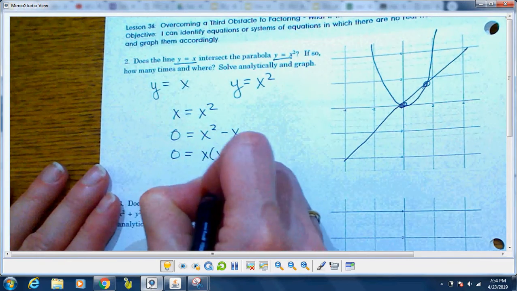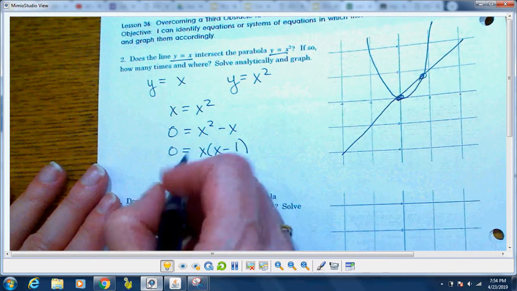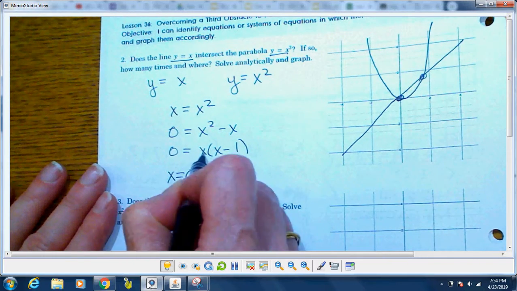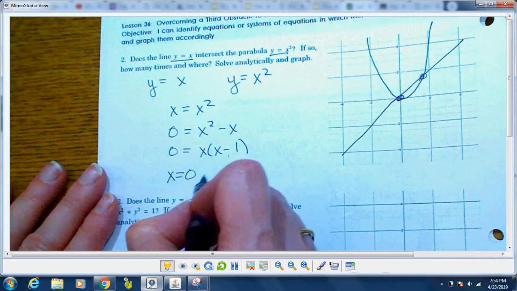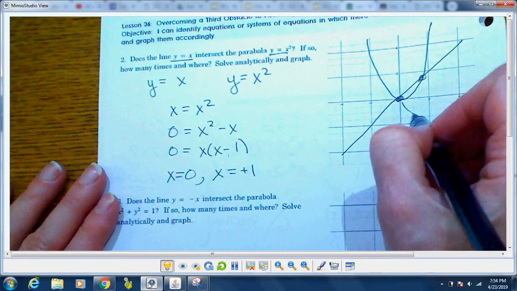I'm going to factor an x out of there. Okay, so what values of x would make this true? Well, this is true if x equals 0, because 0 times 0 minus 1 is 0. It's also true when x equals positive 1. And that's what we found.